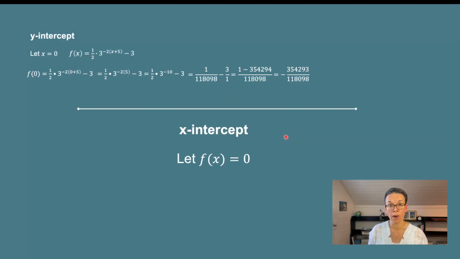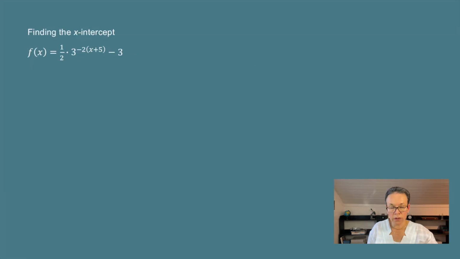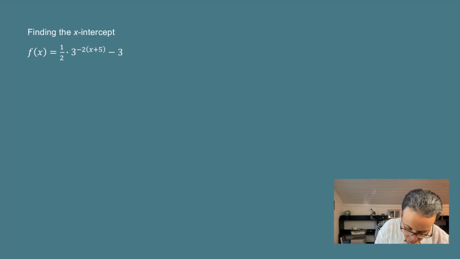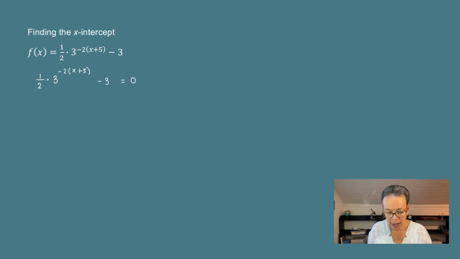Now we will try to go ahead and find the x-intercept. As always, we will begin by letting f of x equal 0. This is the same as saying y equals 0. So in order to proceed with the x-intercept, we're going to let y be equal to 0, or f of x equals 0. So we are going to have 1/2 times 3 to the -2, x plus 5 minus 3 equals 0. And now, like with any equation that we're trying to solve, our goal is to isolate x.